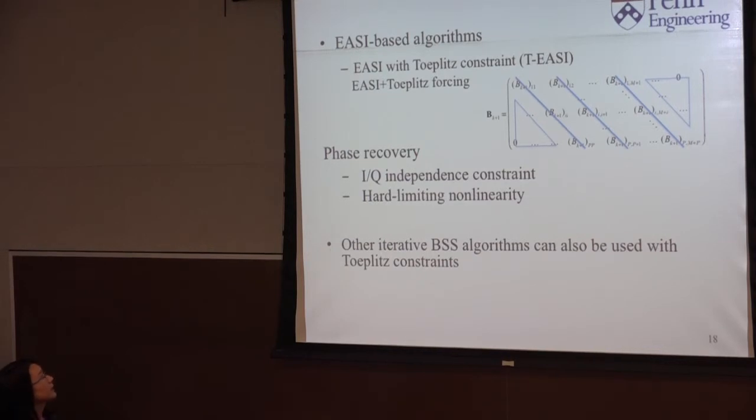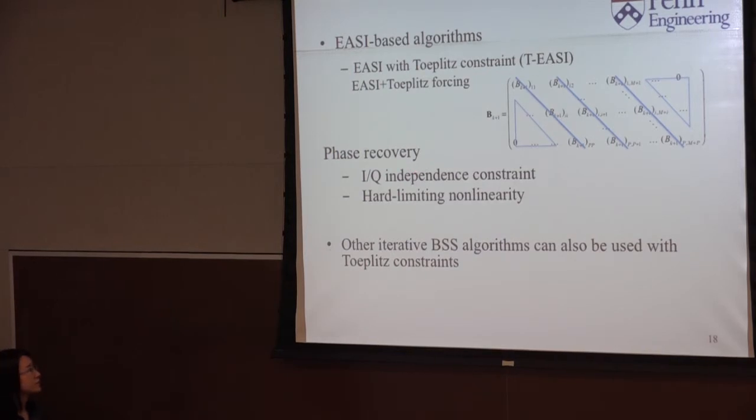So here is the EASI-based algorithm with Toeplitz constraint. Similarly, we also update the B matrix with the EASI algorithm. And the Toeplitz constraint is enforced here by taking the average along descending diagonals and forcing the lower and upper parts to be 0.